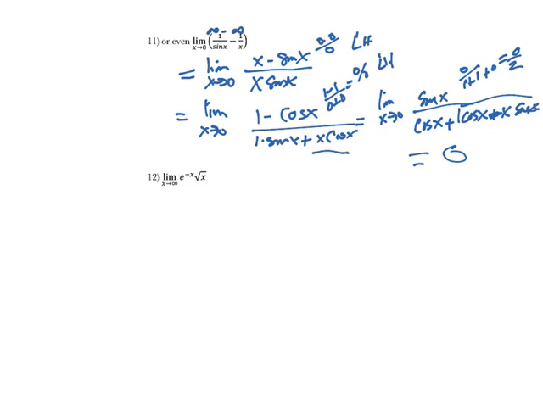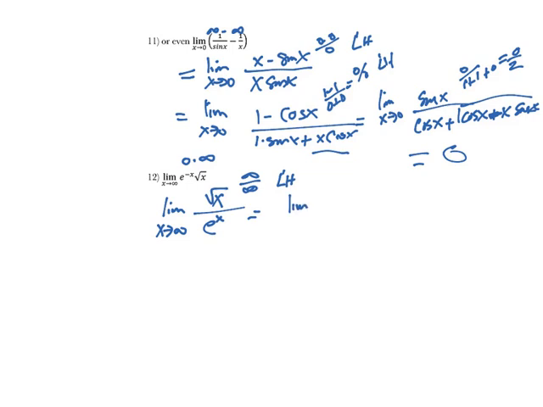Okay, 12. If I plug in infinity, I get e to the negative infinity. Well, that's really 0, and the square root of infinity, which is infinity. So how can I rewrite that? Well, when I have a negative exponent, it's easy, because negative exponents can be written in the opposite place with a positive exponent. Now when I plug in infinity, I get infinity over infinity, which allows me to do L'Hopital's rule.